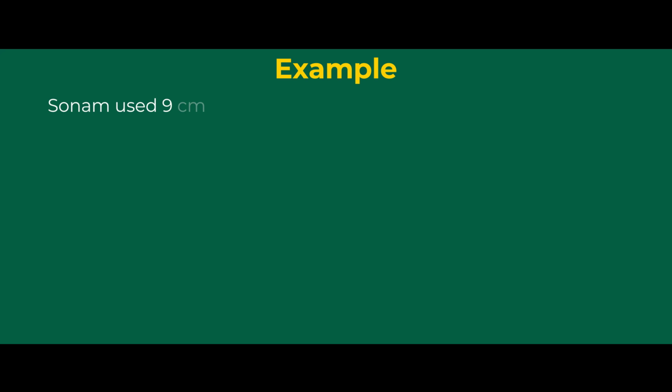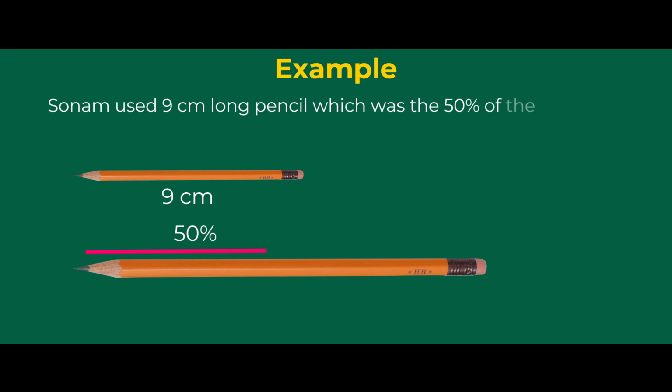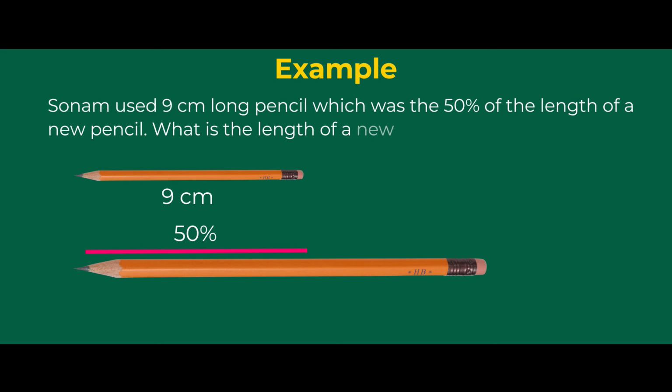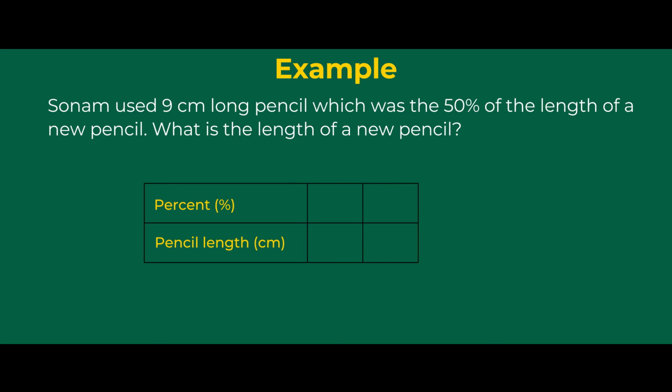Sonam used a 9 centimeter long pencil, which is 50% of the length of the new pencil. So here you have to find out the length of the new pencil. 9 centimeters is 50% of the new pencil. We already have the ratio there, 50 to 9, and we can say 50%. 9 is 50% of the new pencil.